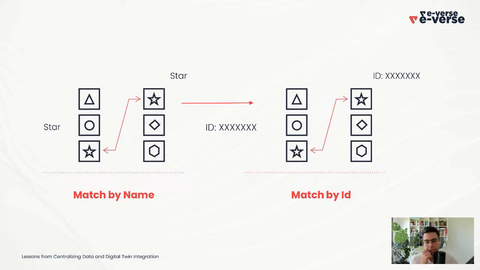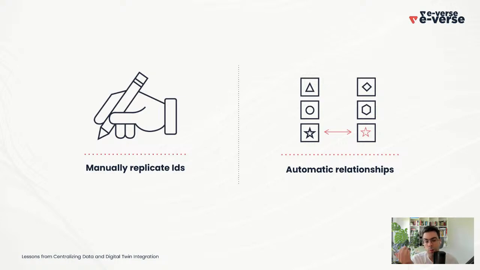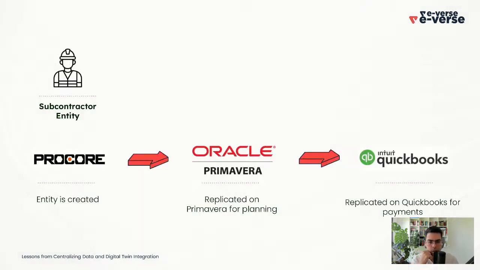So we decided to go with IDs, how we can match different projects integrated by a single ID that could go through all the platforms. And that's also a problem because you have two different options. You manually replicate an ID, for example, project number one, and then you define on each table, hey, this is project number one, this is project number one, this is project number one. Or you define a way to automatically create relationships between all the different platforms. One takes more time, the other one is harder to implement.